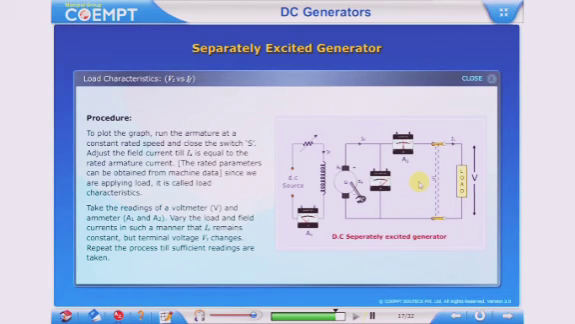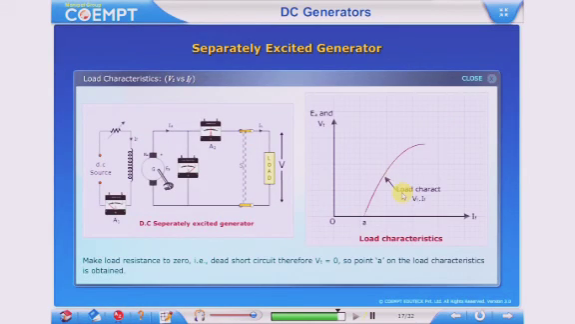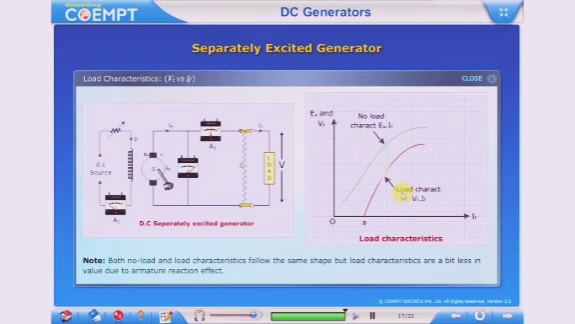DC shunt generators. The important characteristics of DC shunt generators are no-load characteristics or open circuit characteristics, and load characteristics. Click on each tab to know more. No-load saturation curve, Eg versus If. This characteristic for the self-excited shunt generator can be plotted with the help of a connection diagram as shown on the screen by keeping the switch S open.